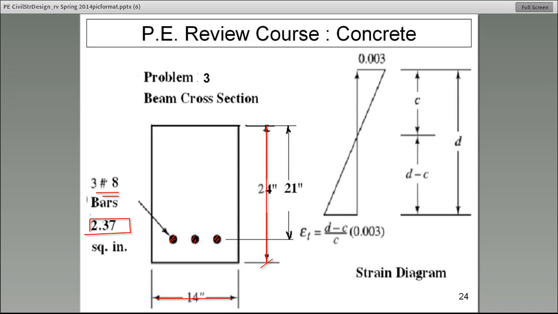Remember, you only use that if it is uncracked. You only use that if you are finding the gross area. However, D, which is important, is given to be 21 inches. And once again, that's measured from the compression side to where the steel is located.